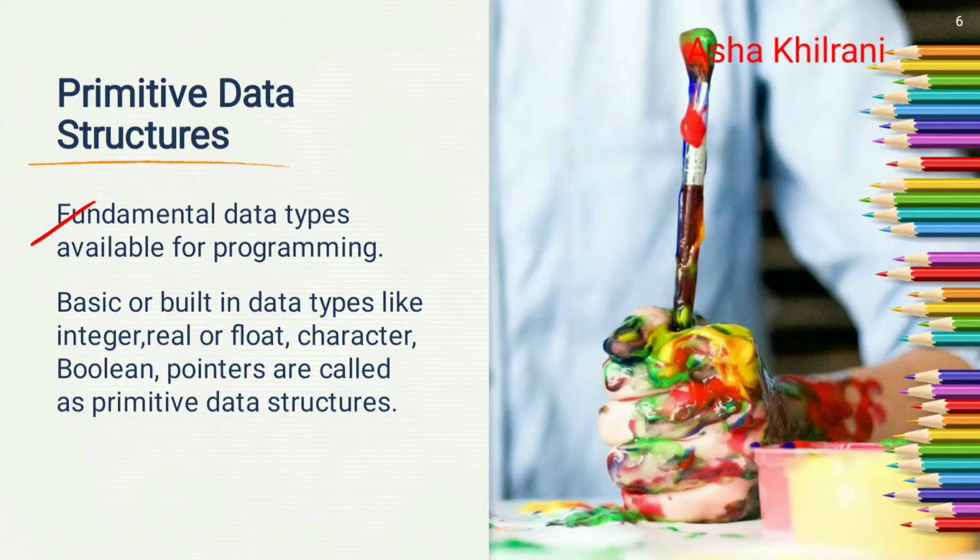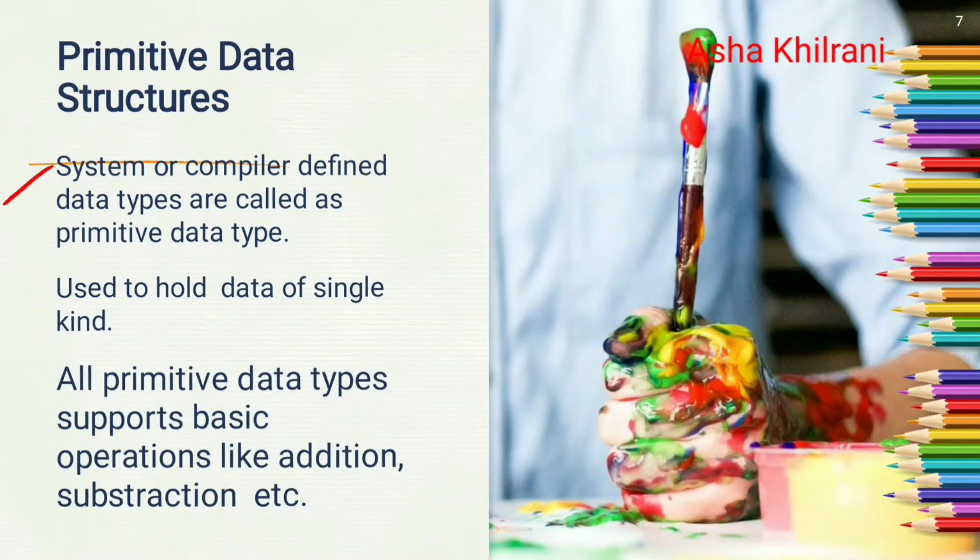Primitive data structures are the fundamental data types which are available for programming. So basic or built-in data types like integer, real or float, character, boolean, pointers are called primitive data structures. As we know, in every programming language we have some built-in data types like integer, real or float, character, boolean, pointers. These data types are called primitive data structures. System or compiler defined data types are called primitive data types, or we can say data types which are defined by the system or computer are called primitive data types or primitive data structures.